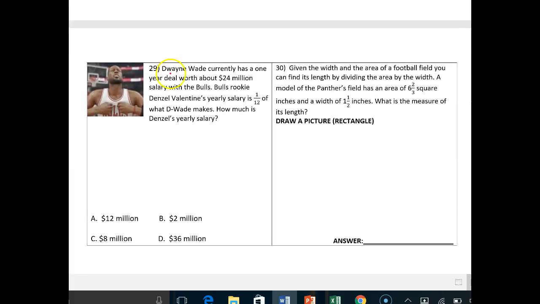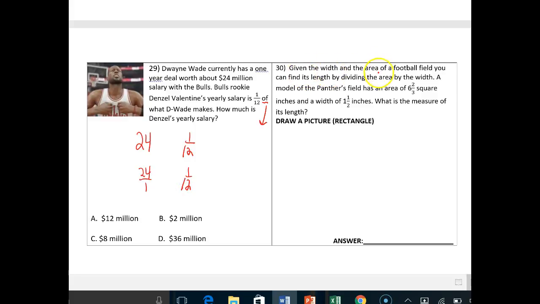Finally, number 29. Dwayne Wade currently has a one-year deal worth about $24 million salary with the Chicago Bulls. Bulls rookie Denzel Valentine's yearly salary is 1/12 of what Dwayne Wade makes. How much is Denzel's yearly salary? The word of should tell you some mathematical operation that you should do between 24 and 1/12. 24 as a whole number, remember, it can be turned into a fraction simply by putting it over 1.